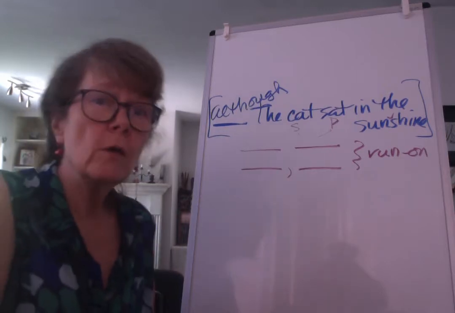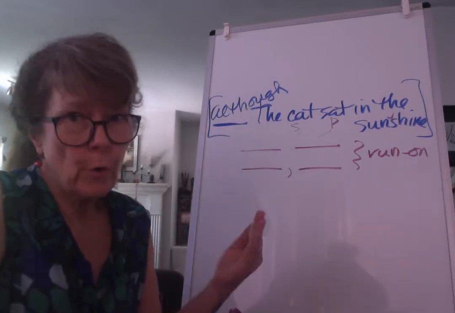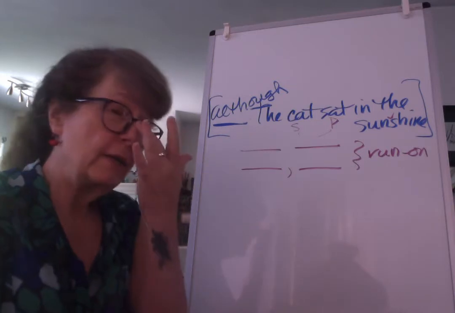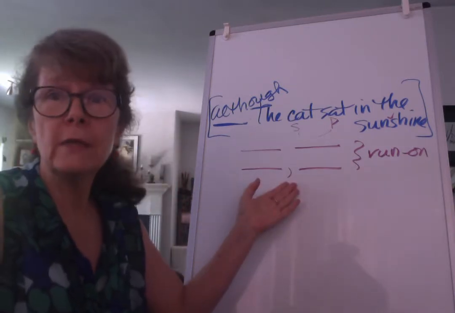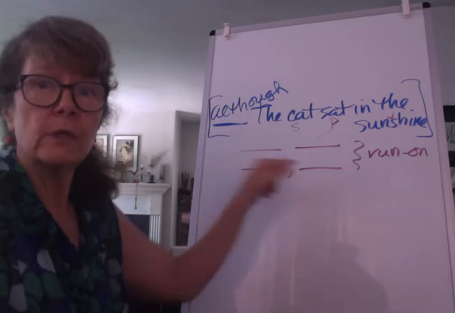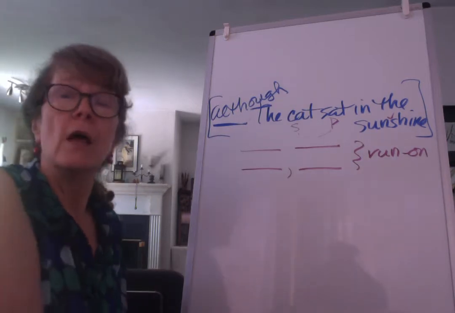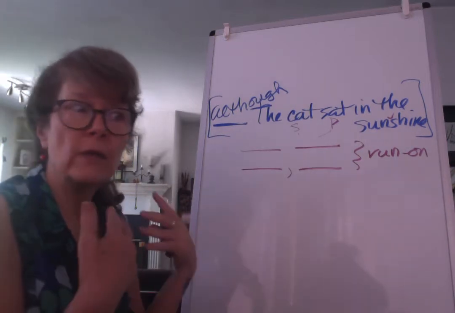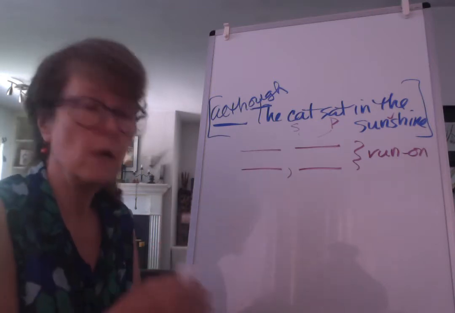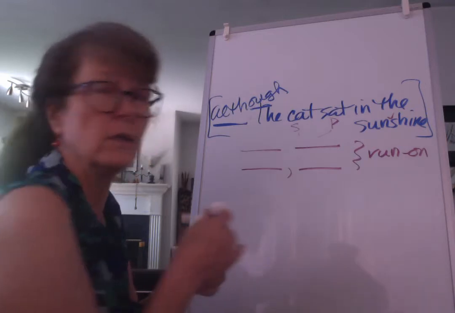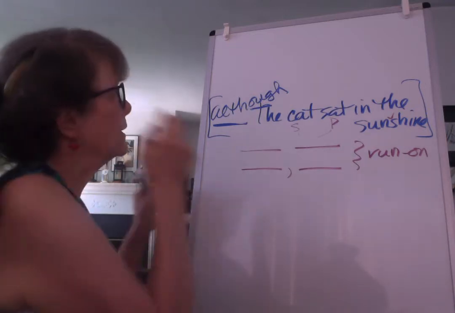All right, so remember, subordinating conjunctions are an additional way that we can fix a run-on sentence or a comma splice, which is also a run-on sentence. Because what subordinating conjunctions join, remember they're conjunctions, are main clauses. So let's take a look at an example.